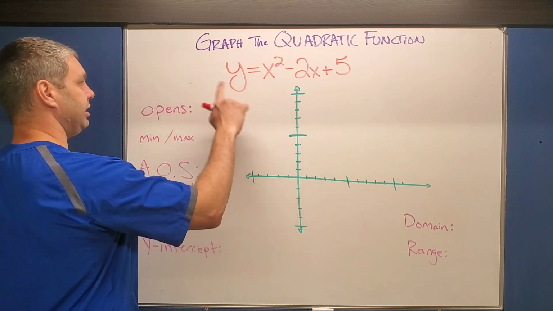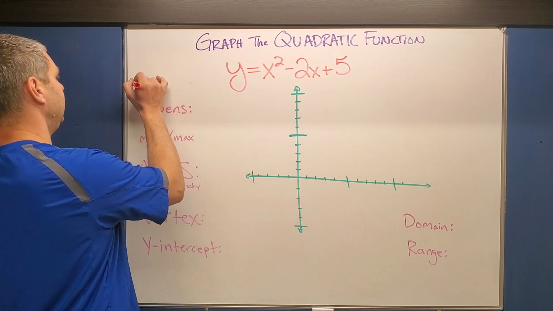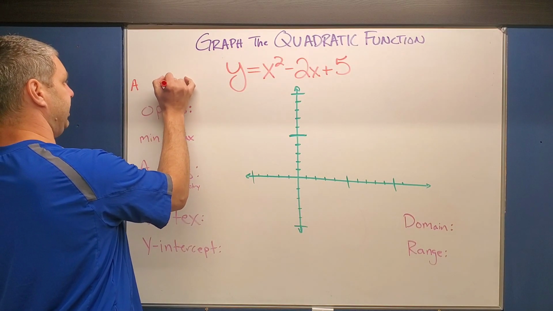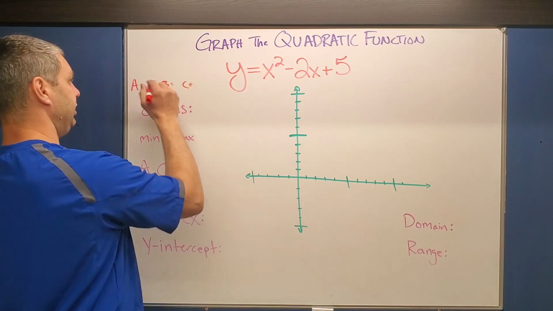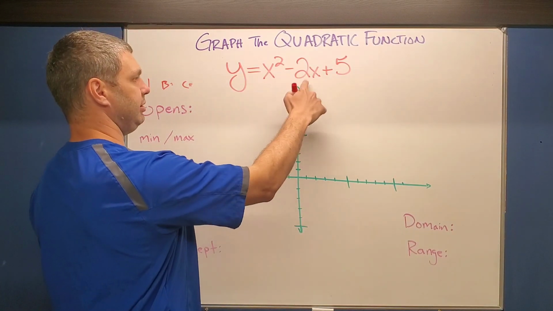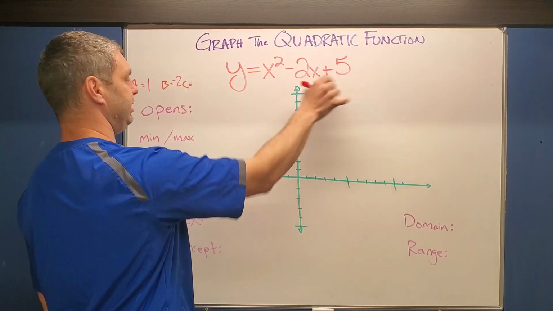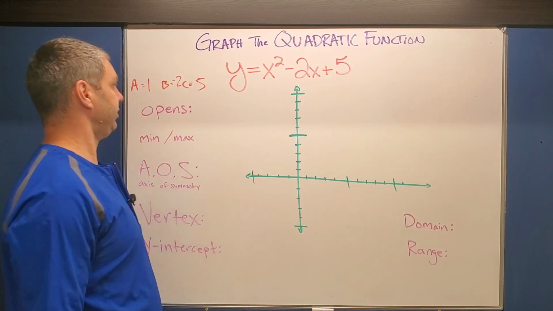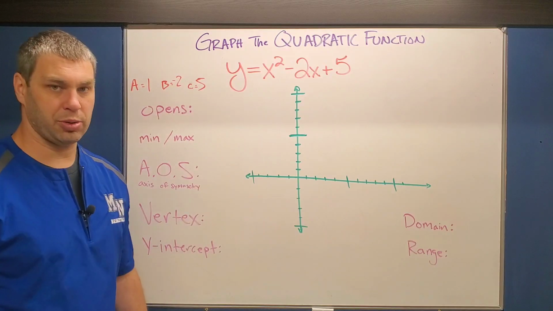The first thing you might want to do is list out the a, b, and c. As long as this is in descending order, those are relatively easy to find, where our a is our leading coefficient of 1, the number in front of your squared term. The b is going to be -2, in front of the x, and then our c is 5, just like that. So I probably should have listed that out a little better. There we go.